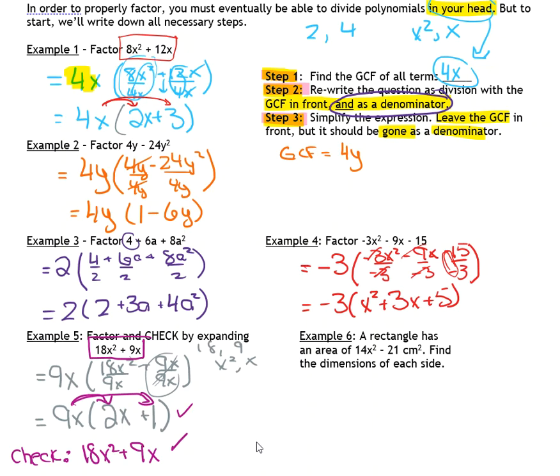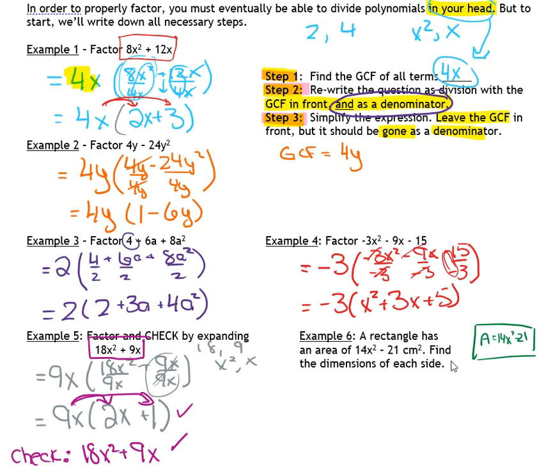Example 6. A rectangle has an area of 14x squared minus 21 centimeters squared. Find the dimensions of each side. What does that mean? It's got an area, it's a rectangle. I'm just going to draw a little sketch here. It's a rectangle and it's got an area of 14x squared minus 21, and that's in centimeters. I've got to find the dimensions of each side.